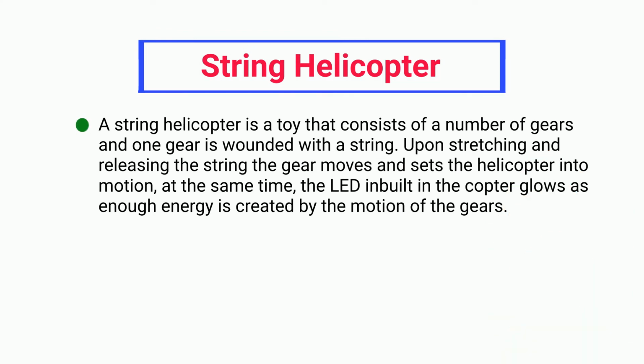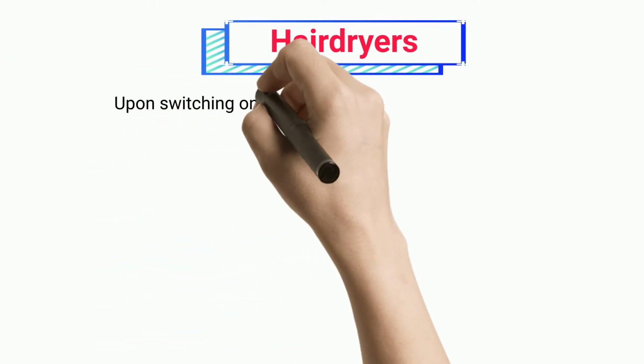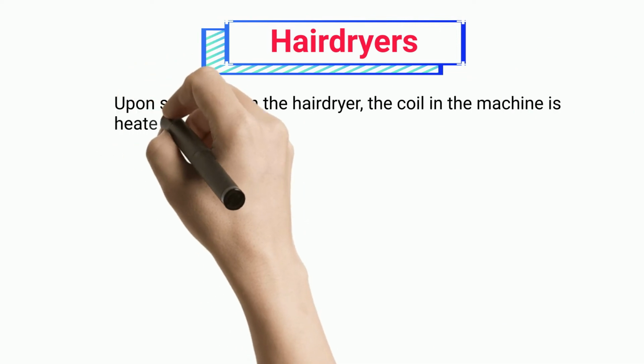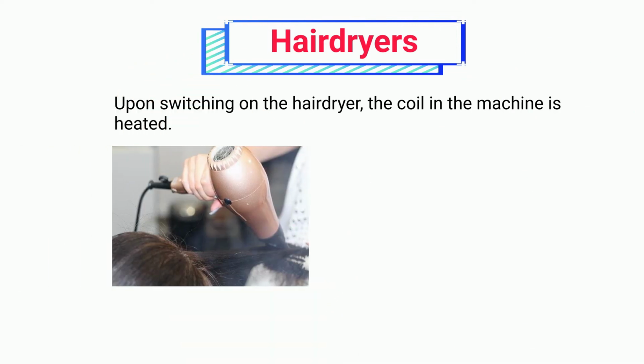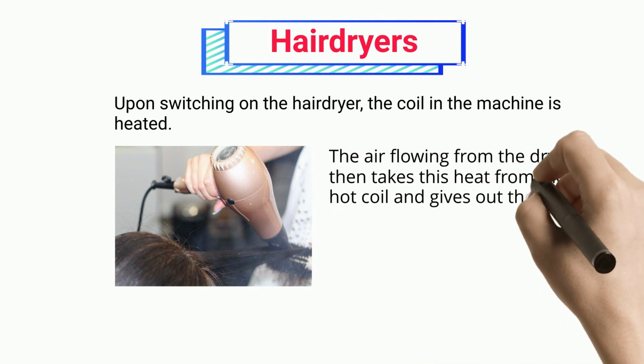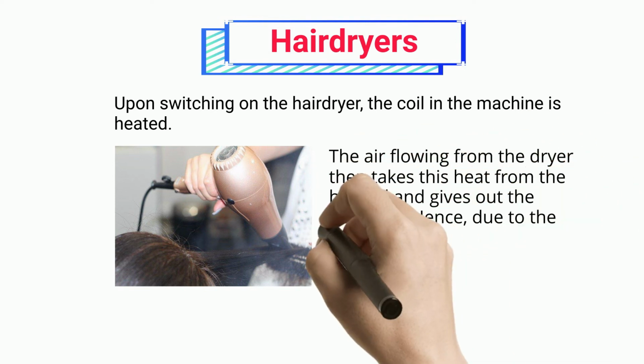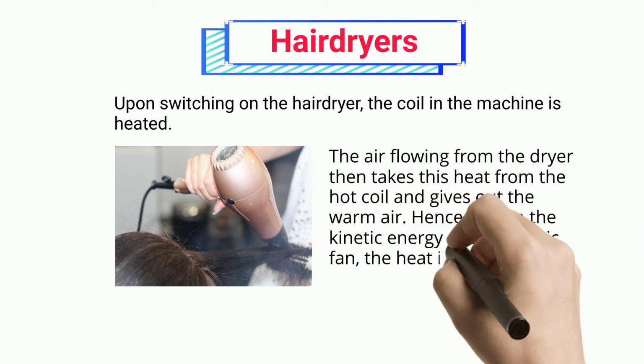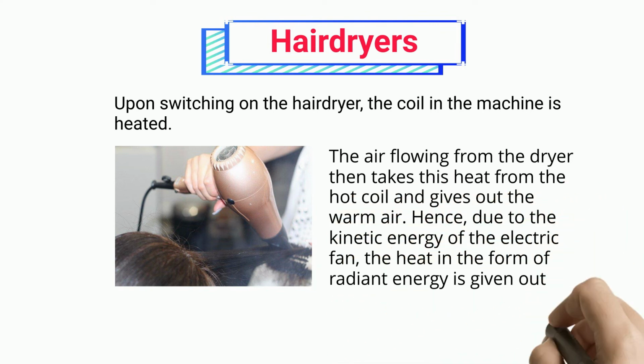Hair dryers. Upon switching on the hairdryer, the coil in the machine is heated. The air flowing from the dryer then takes this heat from the hot coil and gives out the warm air. Hence, due to the kinetic energy of the electric fan, the heat in the form of radiant energy is given out.